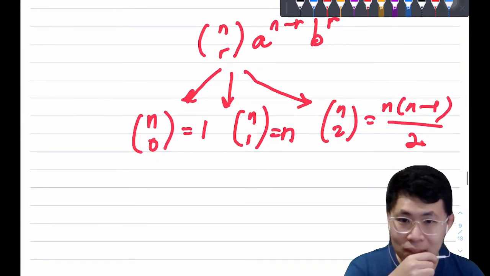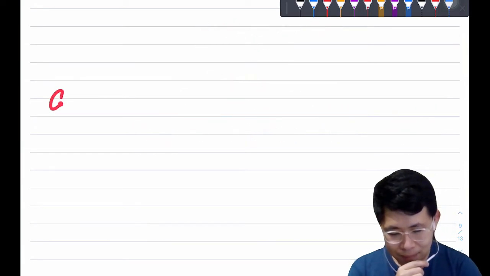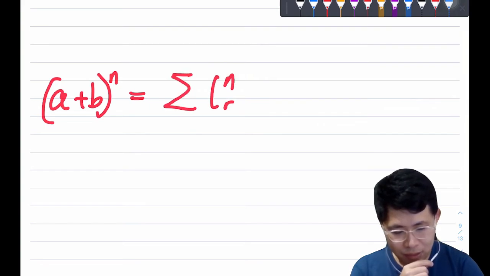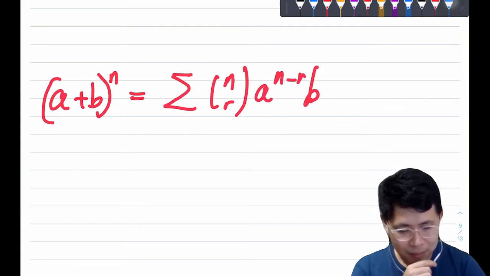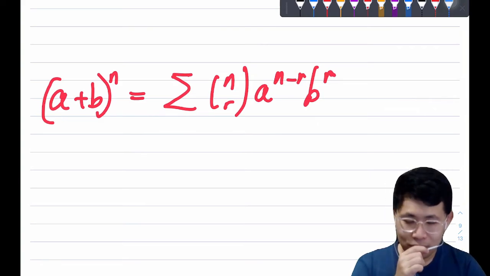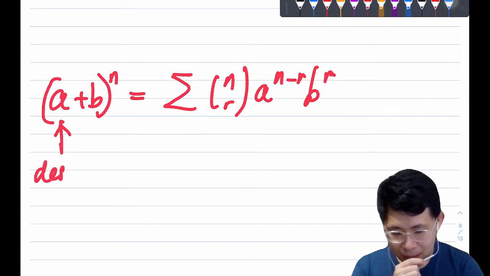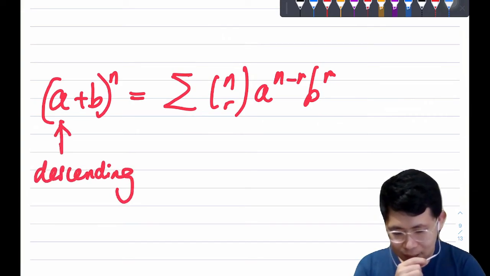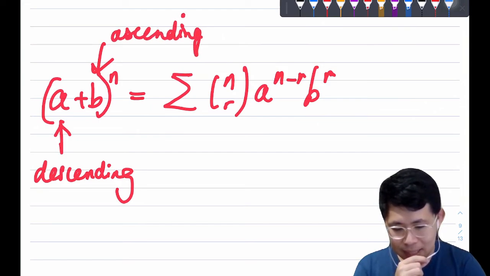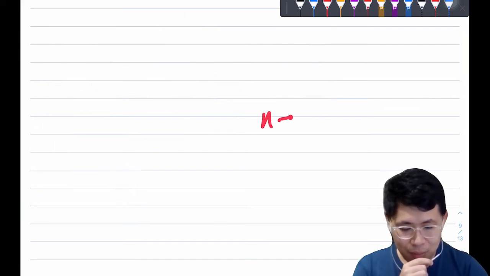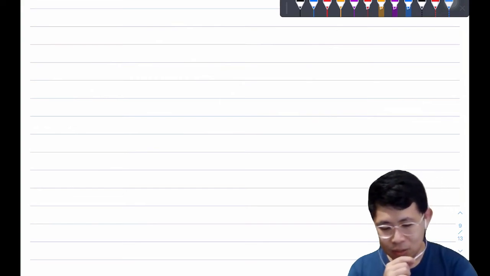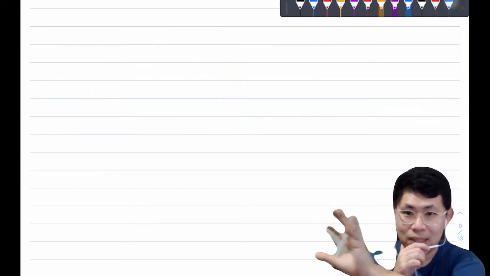Last but not least, we will apply this sum of n choose r, a to the power n minus r, b to the power r, when we do the expansion. For a, these would be descending powers, and for b, ascending powers. And because we have n, there will be n plus 1 terms.